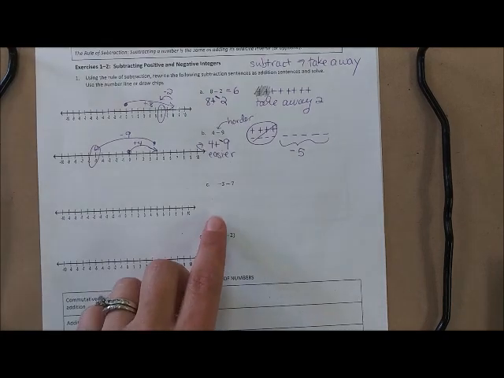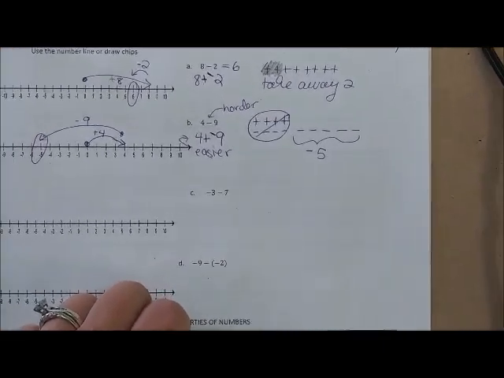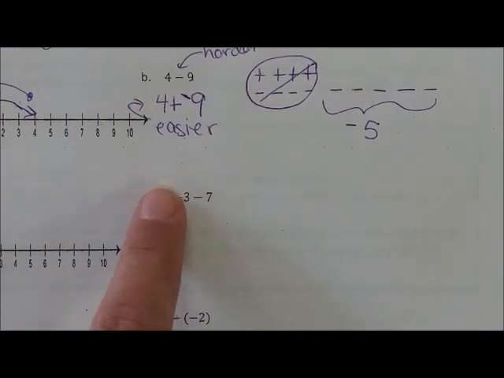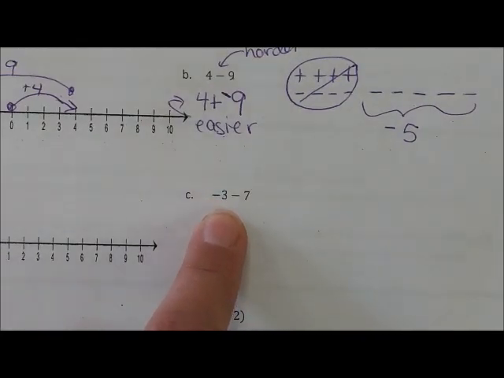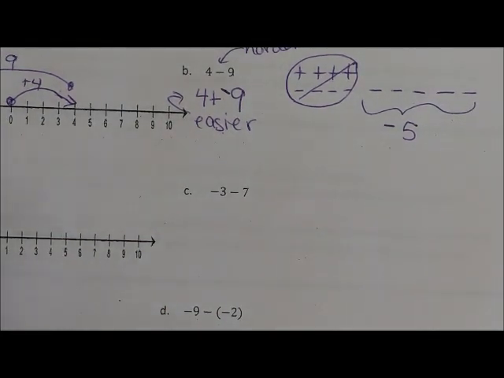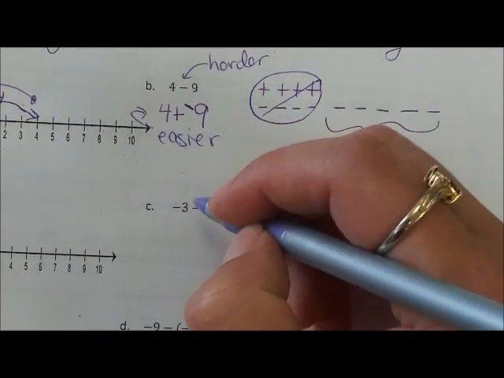Okay, let's try C. C says -3 minus 7. They look the same, but this is the first number. It's not getting subtracted from anything, so I'm not minusing or subtracting this. So it's just a plain old -3 and take away 7. So let's do it the easy way. Let's change it to an addition problem, which is the goal of today's lesson. And I'm also going to have you do this on every problem.